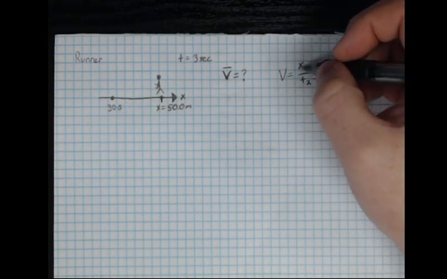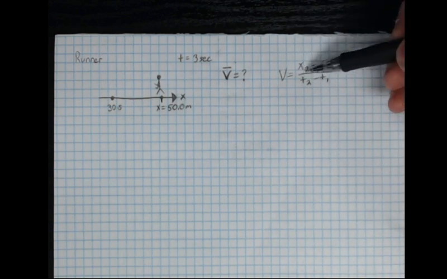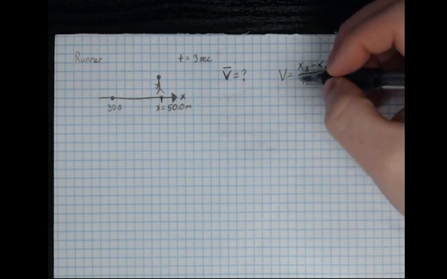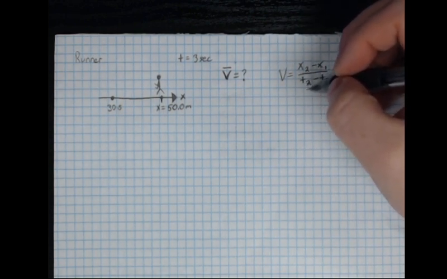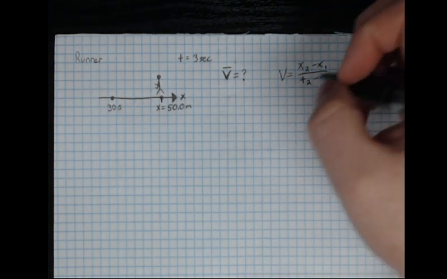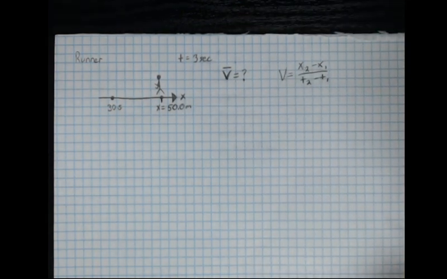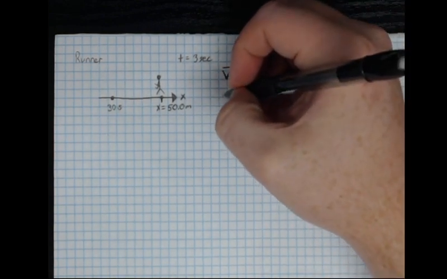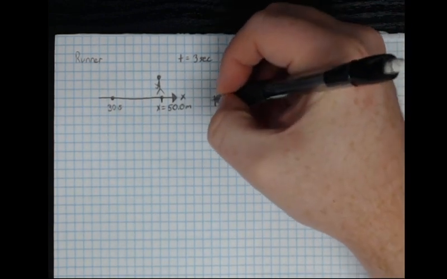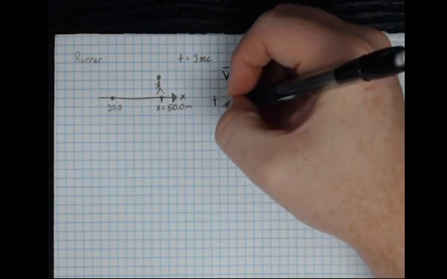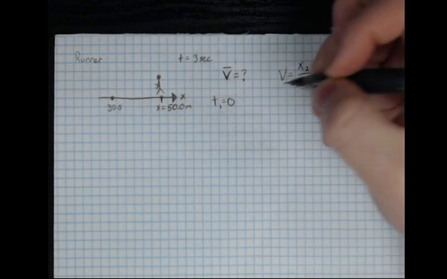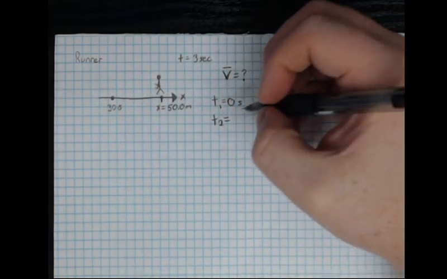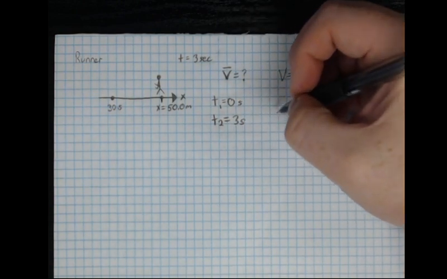Now, we know from earlier that our velocity is equal to x2 minus x1, or final position minus initial position, divided by time, the final time minus the initial time. So what I like to do first, again, is list out everything we've got so we can just see what it is. Time 1 would be just 0. The clock hadn't started yet. And then after the timer started, our t2 is going to be 3 seconds.